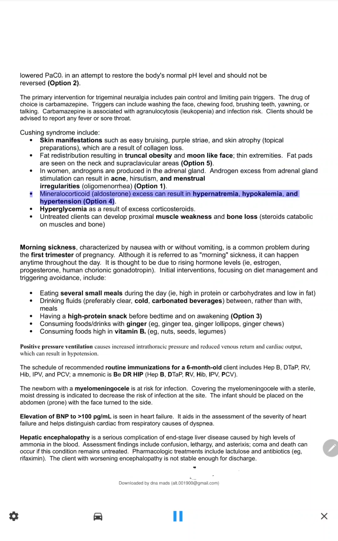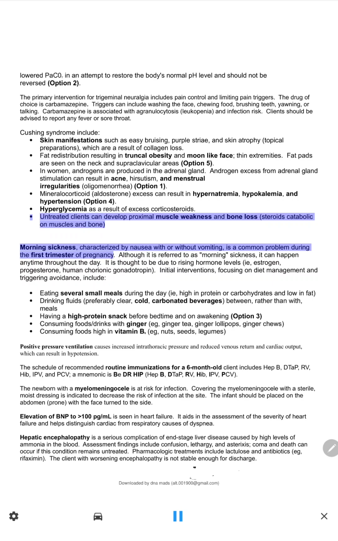Mineralocorticoid, aldosterone, excess can result in hypernatremia, hypokalemia, and hypertension. Option 4. Hyperglycemia occurs as a result of excess corticosteroids. Untreated clients can develop proximal muscle weakness and bone loss, as steroids are catabolic on muscles and bone.